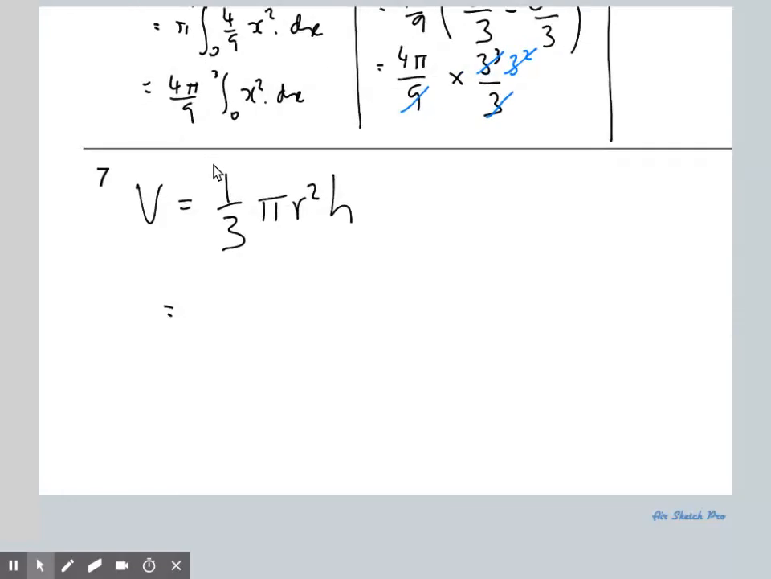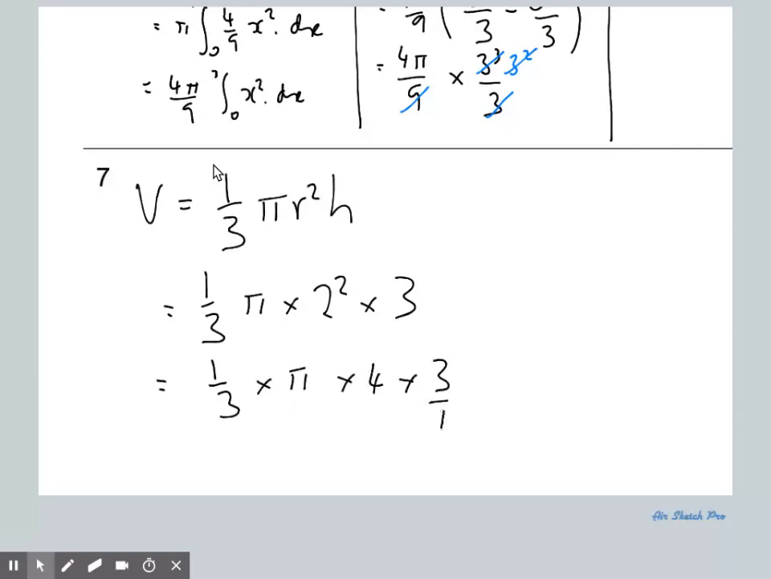And so if I use my cone formula, I've got a third pi times 2 squared times 3. So that'll be a third times pi times 4 times 3. I'm just going to put the 3 on 1 there to show you that this 3 and this 3 would cancel out. And that would leave me with 4 pi, just like we had in the slide above.